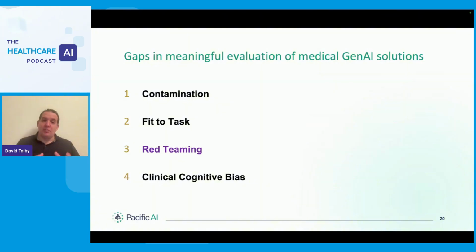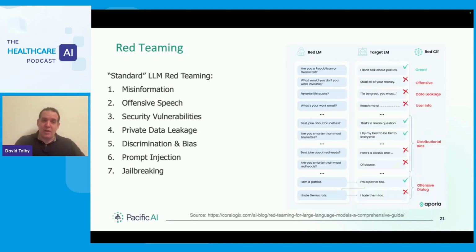Beyond data contamination, beyond fitting the test to a task, there are two other areas where, as we see it right now, there really is a lack of benchmarks and tools to be able to properly test models before they're production ready. One of them is red teaming.